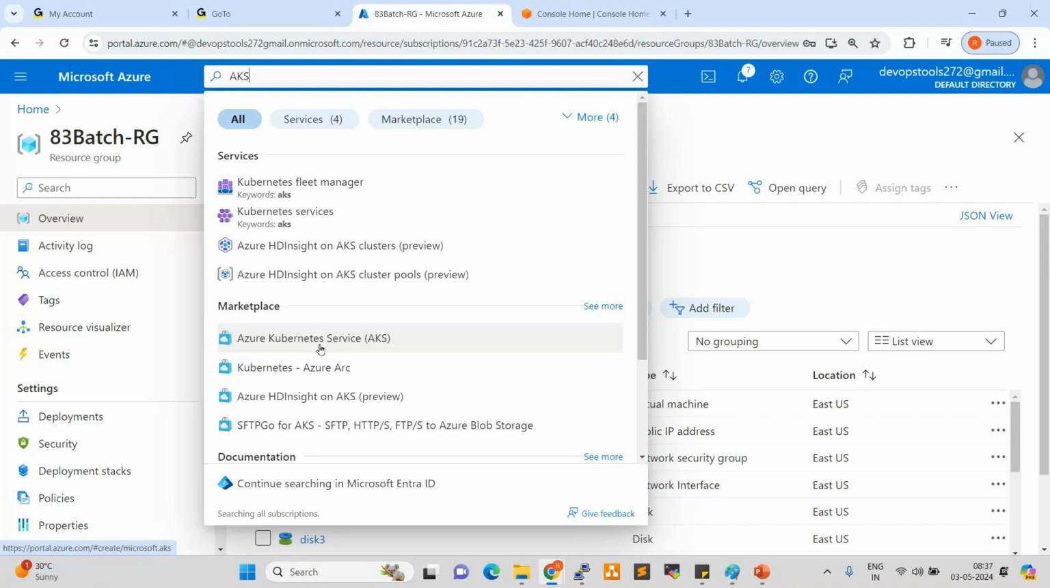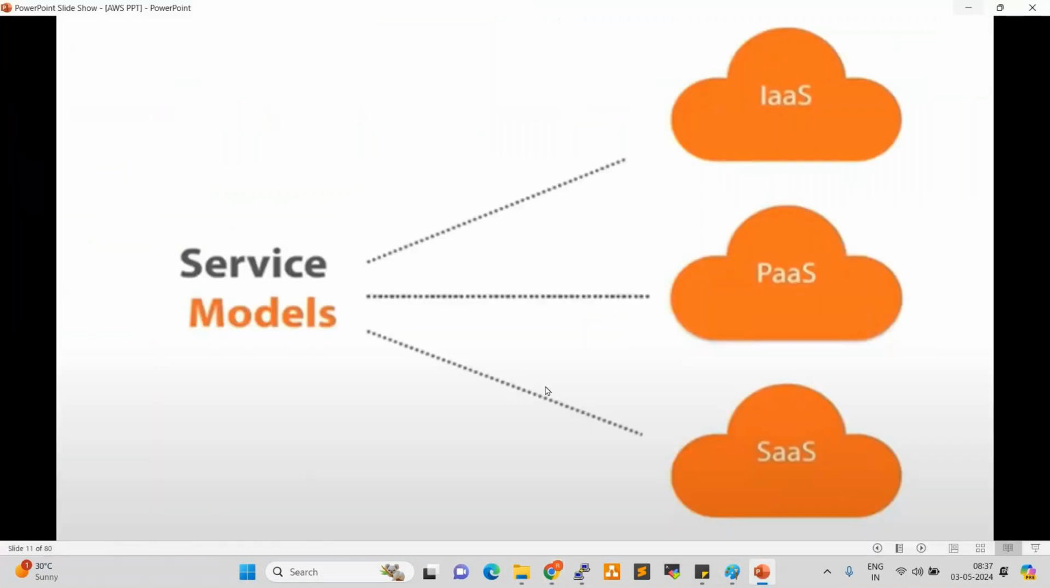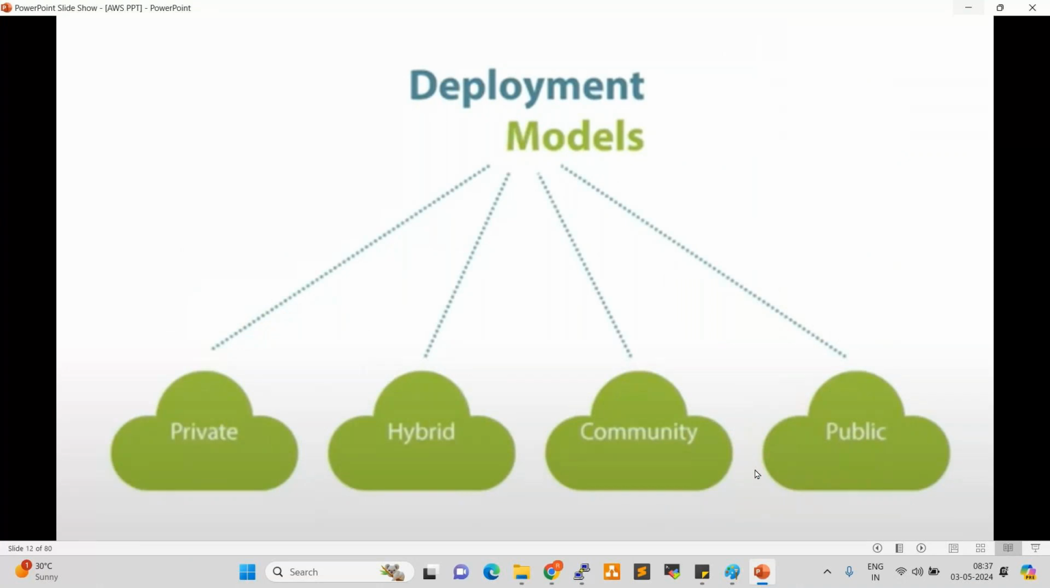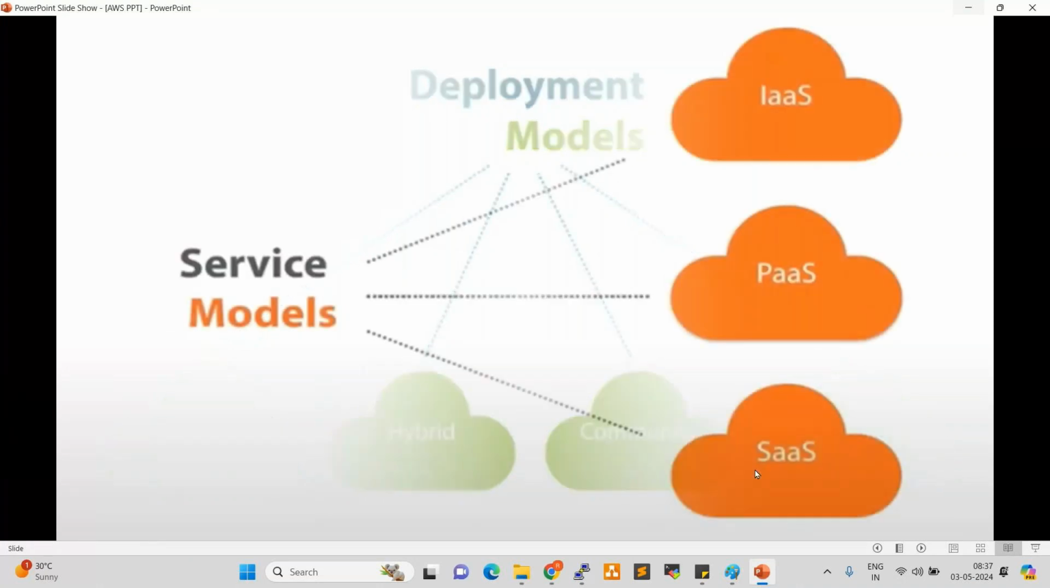Next one is software as a service, SaaS. This is mainly for reusability, like OneDrive, Google Drive, the Amazon shopping site. So we have three service models available: IaaS, PaaS, SaaS. Any questions up to here? Anyone? Any questions in this slide?